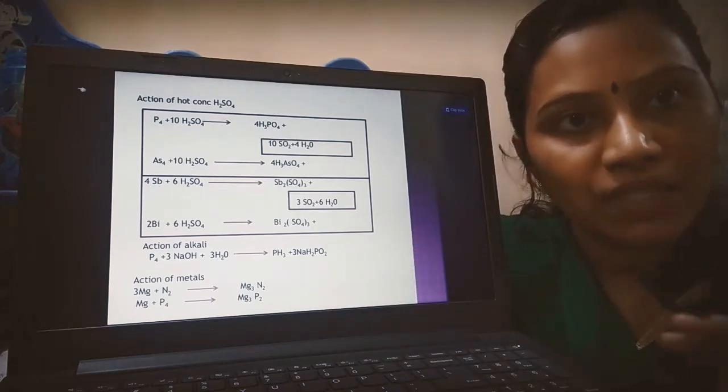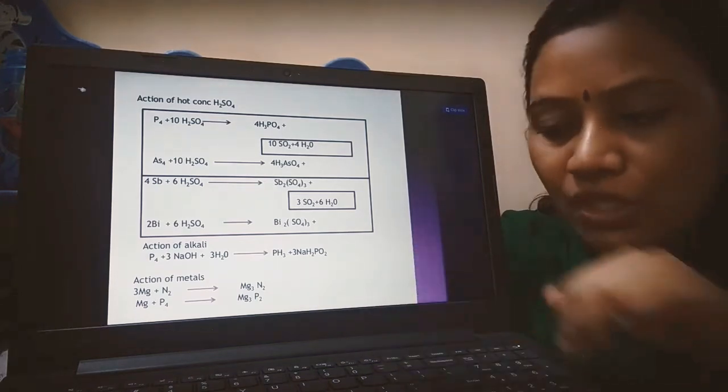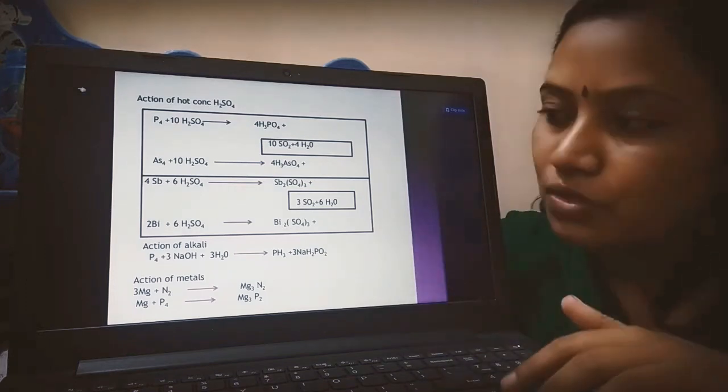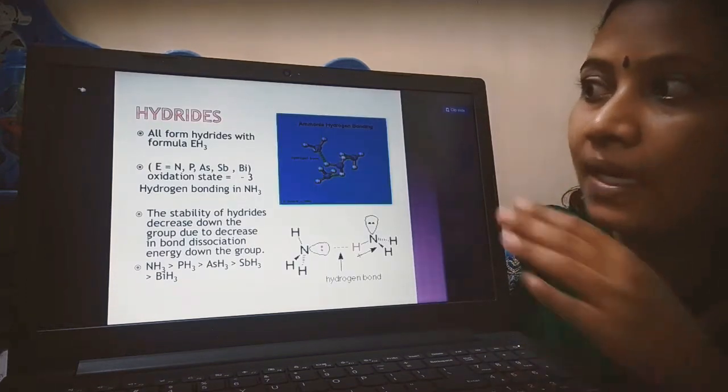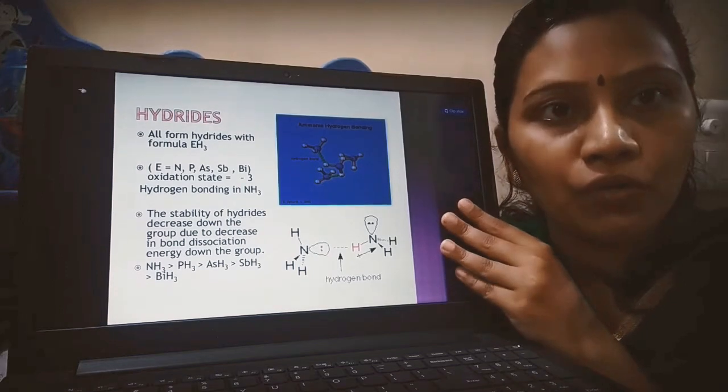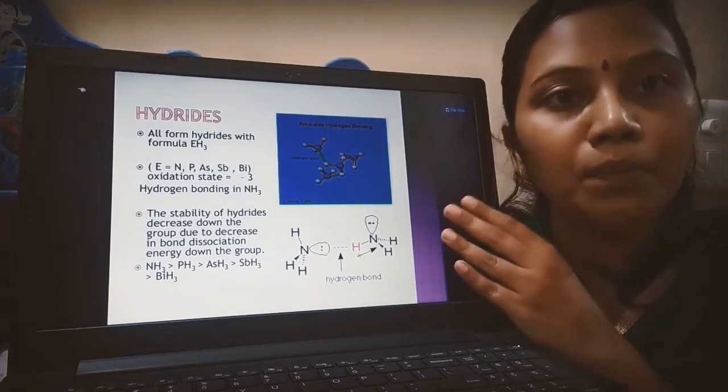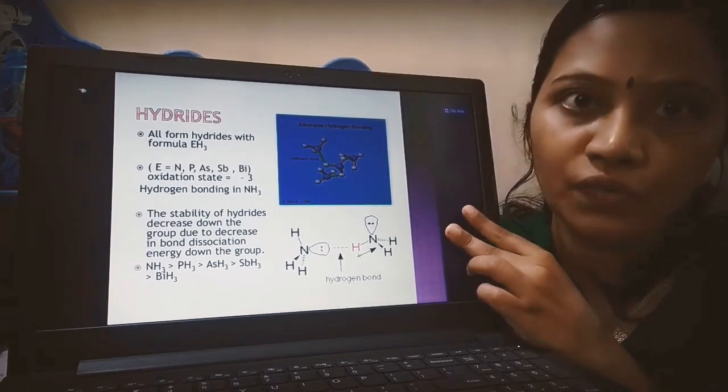When phosphorus reacts with magnesium, I'll be getting magnesium phosphide. So these are the products with metals. Among the action of oxidizing agents, the important reaction will be the formation of hydrides.